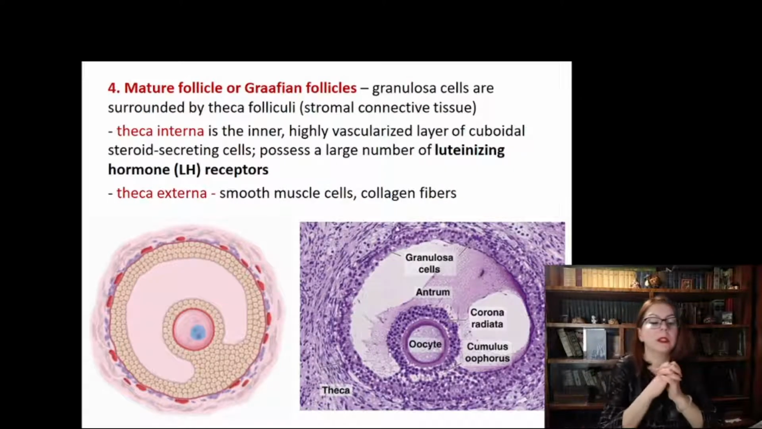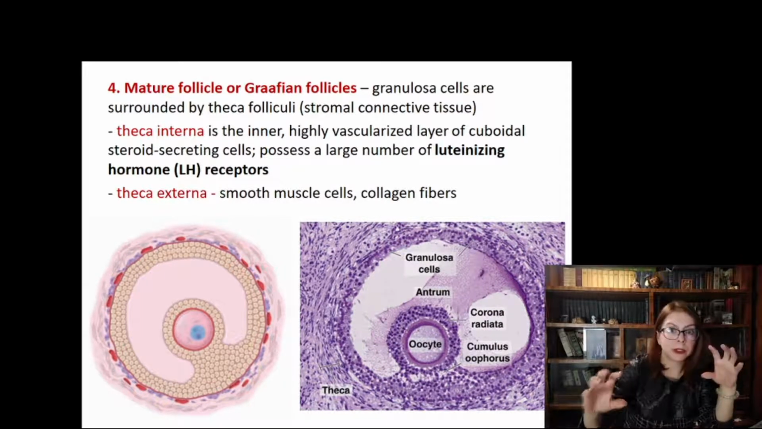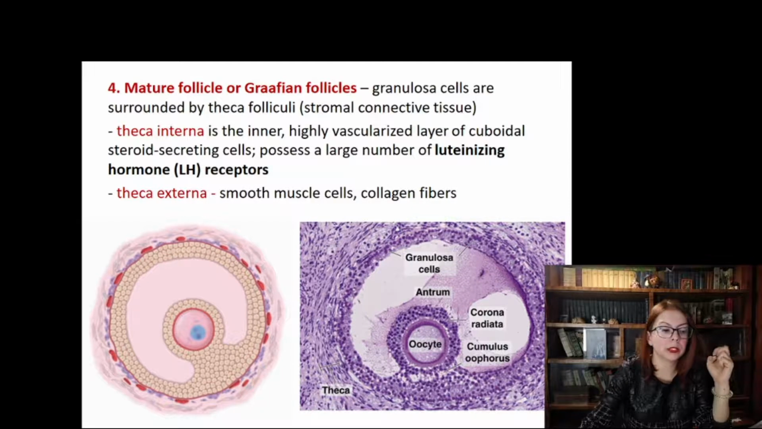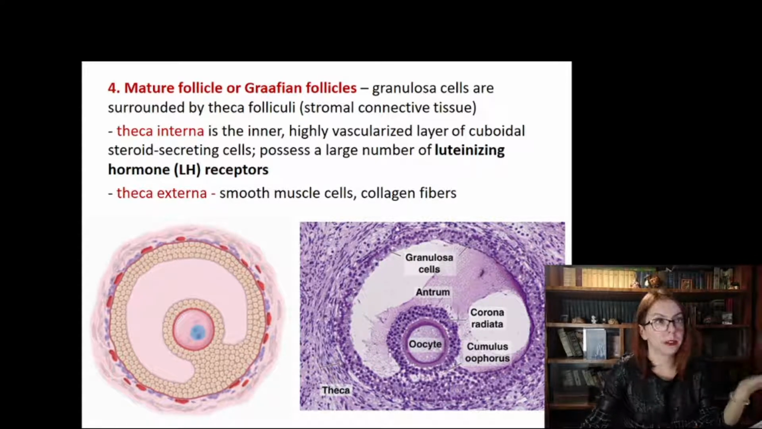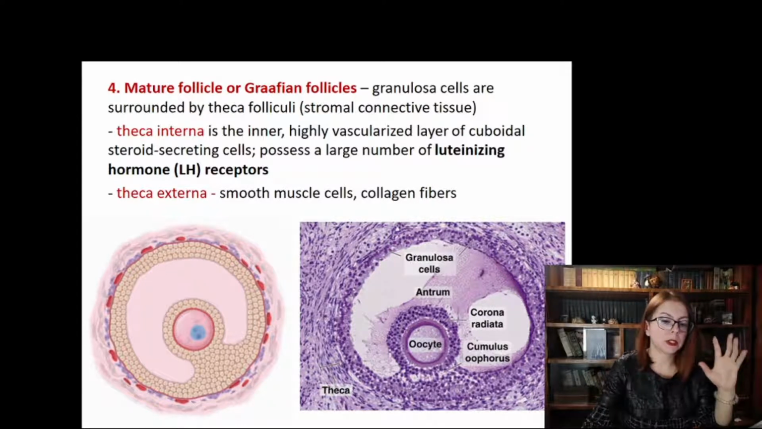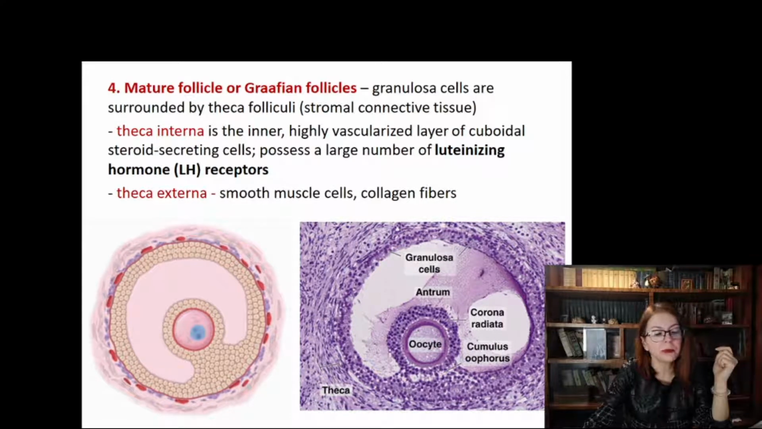Next, after fluid is produced, small cavities appear in the follicles, and this is what we call the secondary follicle. But eventually the cavities fuse with the formation of one single large cavity, which is called the antrum. Such follicles are now called mature, Graafian, or tertiary follicles. These follicles should be considered in detail, what cells they contain and what they produce. In these follicles, we still have primary oocytes surrounded by the zona pellucida, granulosa cells, and the antrum.